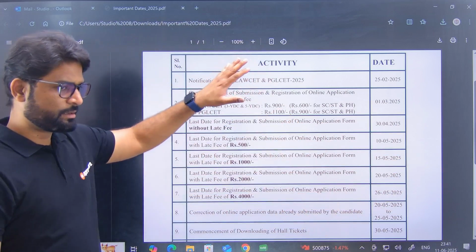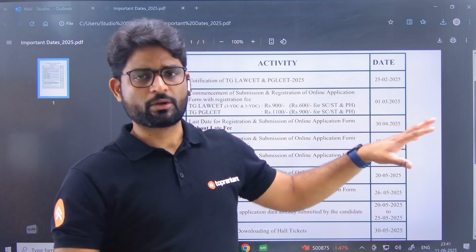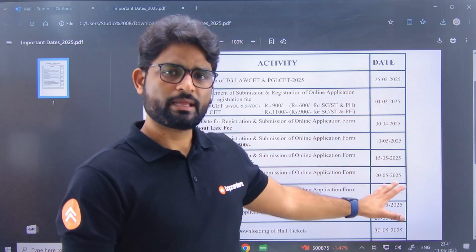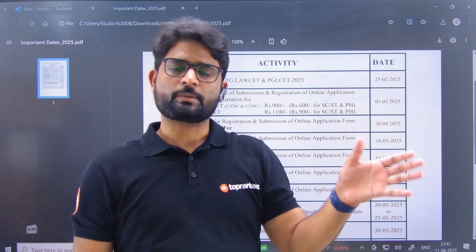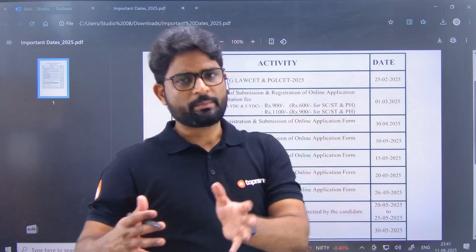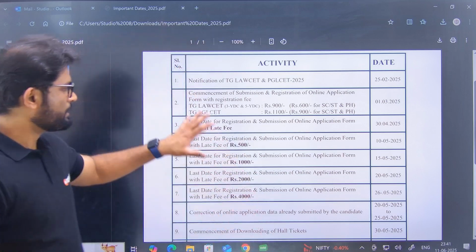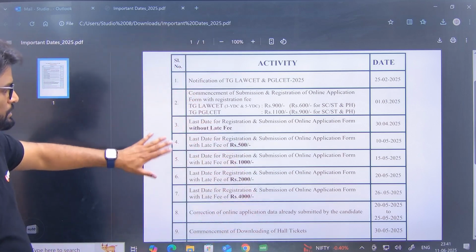If you observe the pattern of TS LawCET of the past 2-3 years, these are the same dates and the same months. From Feb, the process gets started, and by June, the paper is conducted. Similarly, the same happened here also.